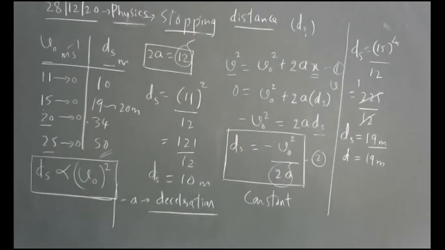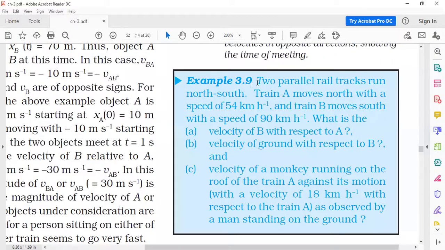So dear students, two parallel rail tracks run north-south. Train A moves north with a speed of 54 km per hour. Train B moves south with a speed of 90 km per hour. What is the velocity of B with respect to A?